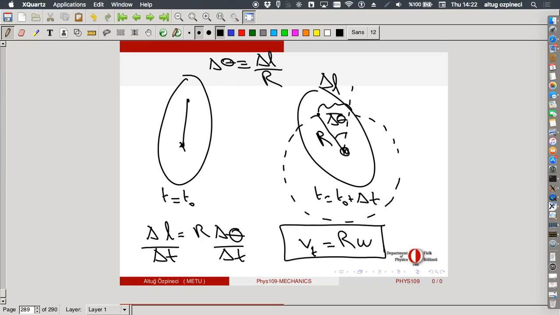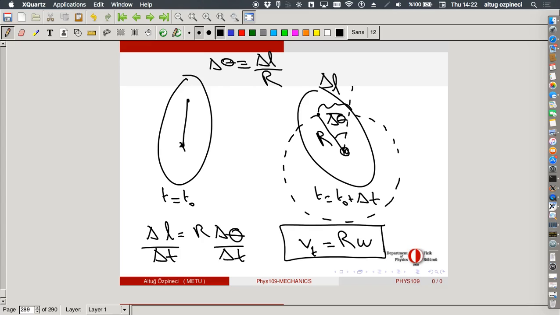For example, in this example, at this point, just take this point, not a rigid body, but this point could have started from here, went with the same angular velocity up to this point, let's say. Then definitely its speed will be larger than r times omega, because it will also have some radial speed, not just angular speed. This is the tangential velocity.